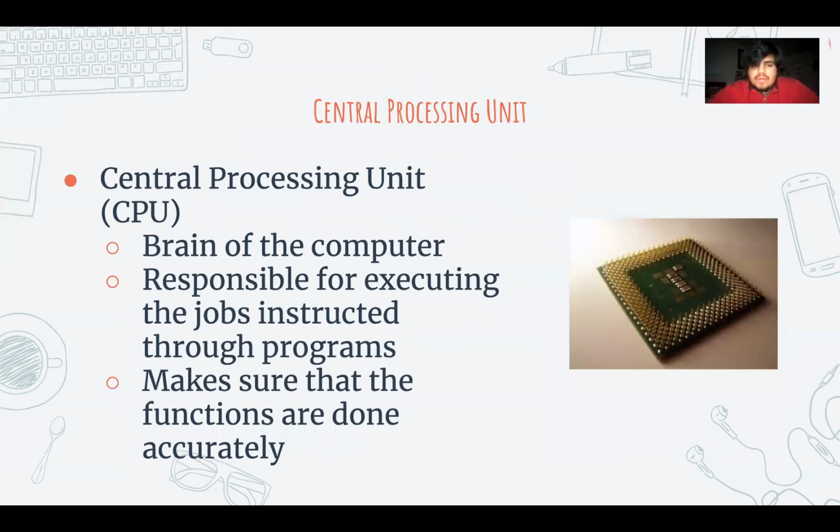So CPU, this is also known as the central processing unit, but generally you're going to hear it as CPU. And if you're building a PC, then you probably have heard of CPUs such as an i5, i7, even i9 at this point. And you can consider it the brain of the computer because it's responsible for executing the jobs instructed through programs. And really the main purpose of the central processing unit, otherwise the CPU, is that it makes sure that the functions are done accurately.